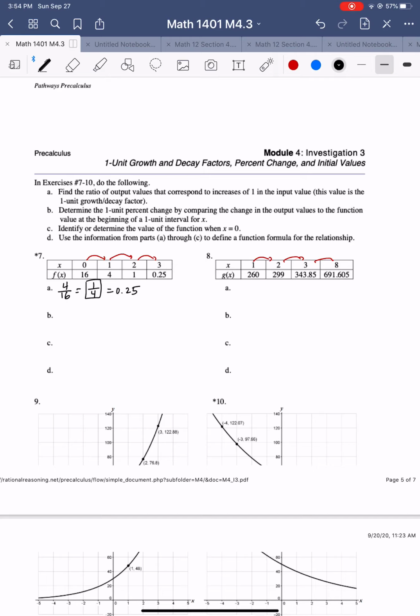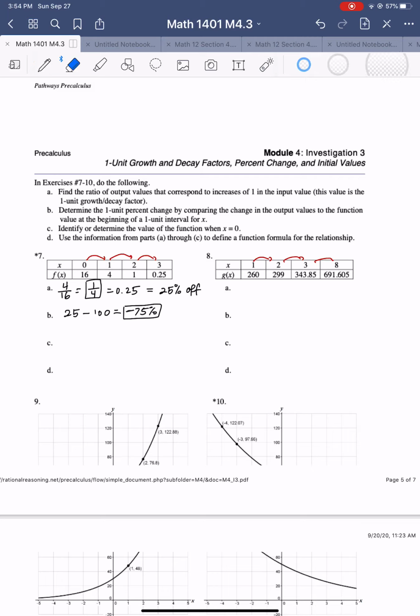And then B, determine the 1 unit percent change by the comparison of the change in the output value up to the function value at the beginning of the 1 unit interval for x. So first of all, I need you to change it to a percentage. So this is 25%, but it is 75% off, right? Not adding it, right? So what you need to do, because the y value is decreasing, is take whatever percent you got and subtract it from 100%, whatever remainder, that's the percent change. So decreasing by 75%, but 25% still stays.